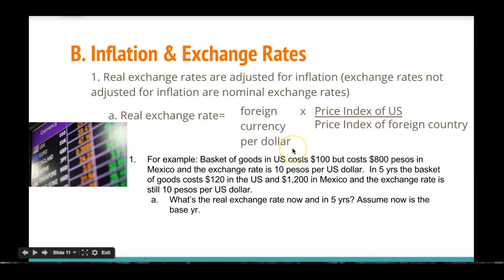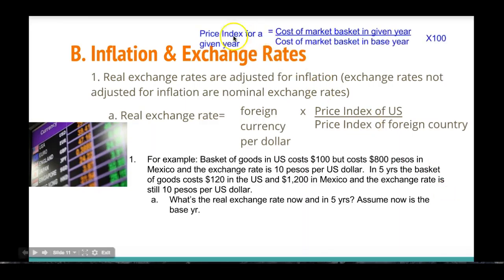Well, remember that in order to get our price index, we have to remember our price index equation. Do you remember that? Go back and flip through to the equation section of your notebook if you don't, and look it up, and I'll wait. So hopefully you found some equation similar to this one. The price index for a given year is the cost of the market basket in that given year divided by the cost of the market basket in the base year, times 100.